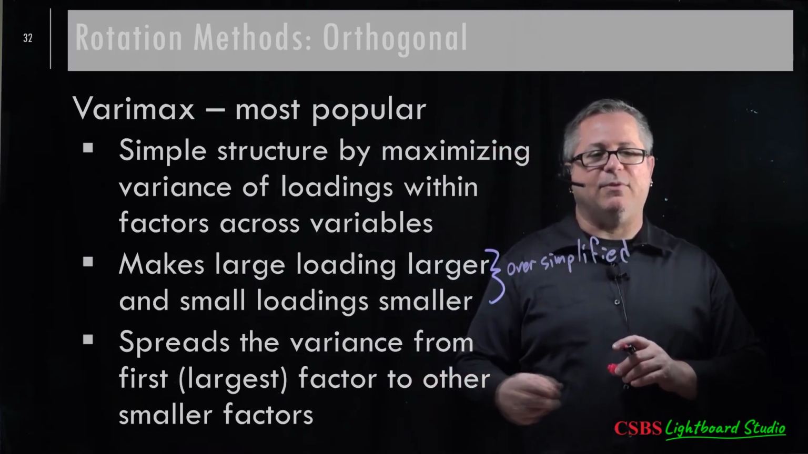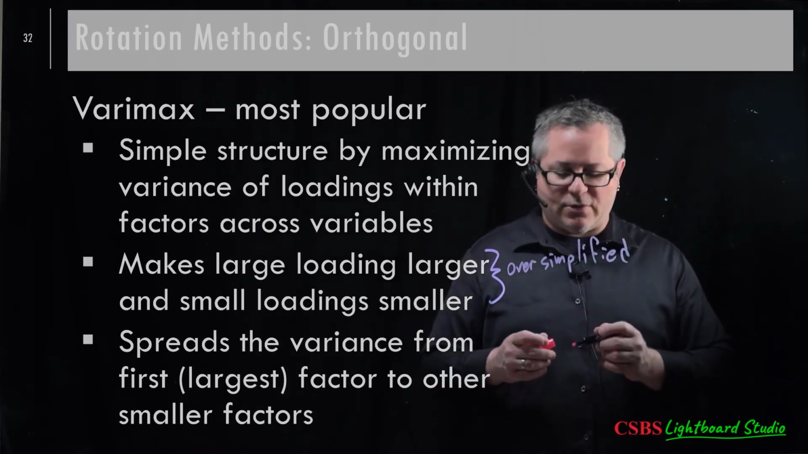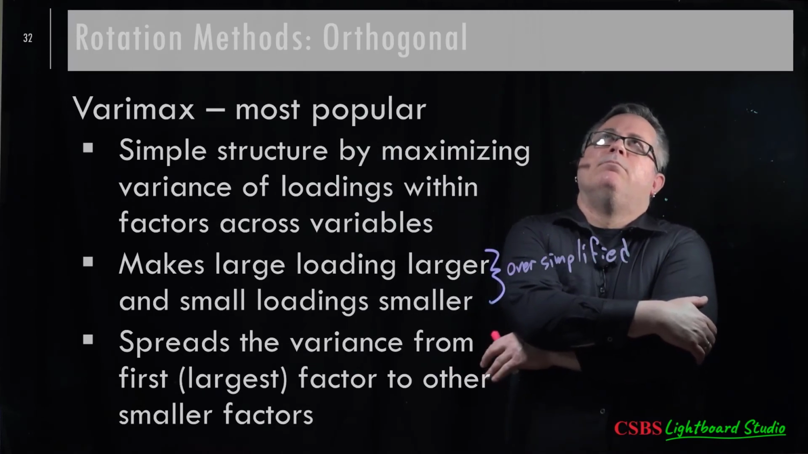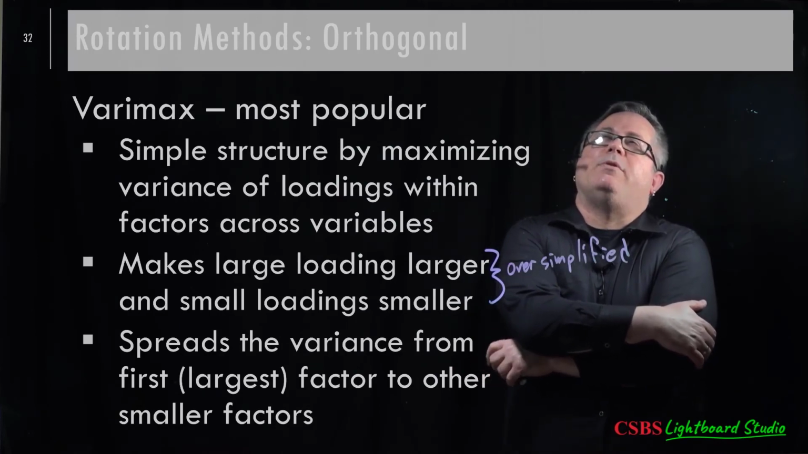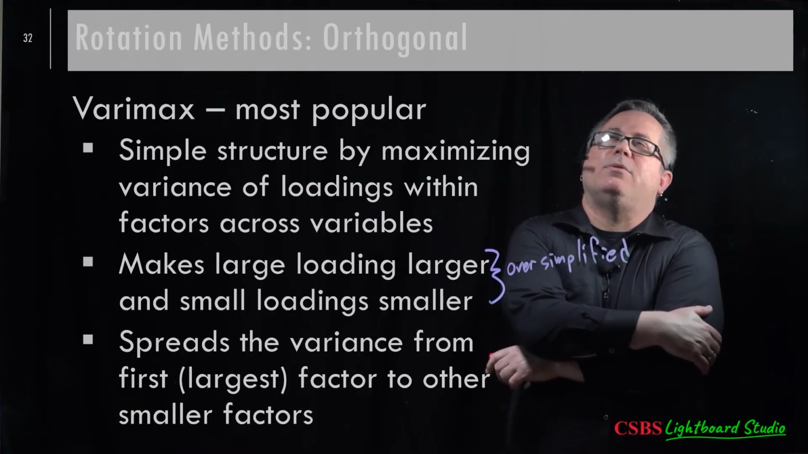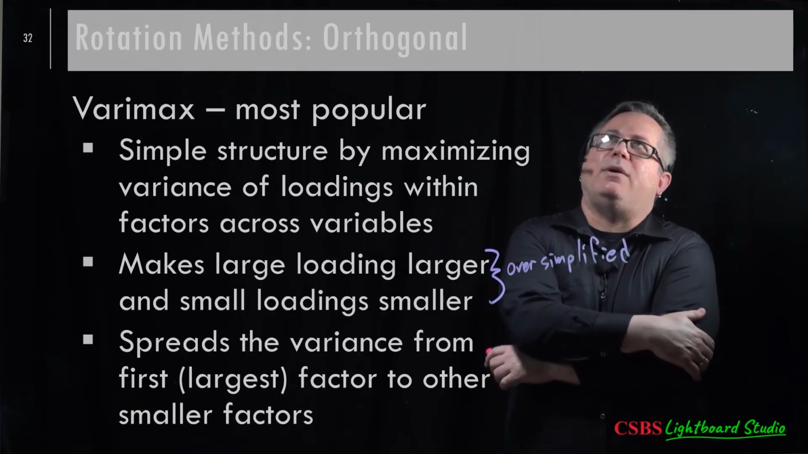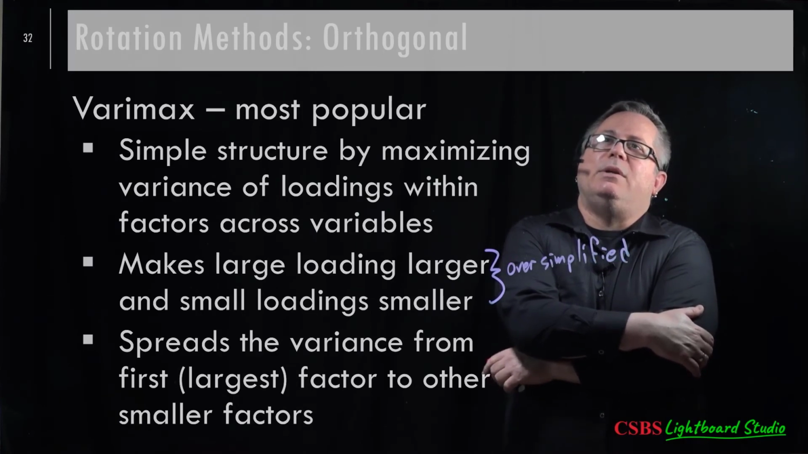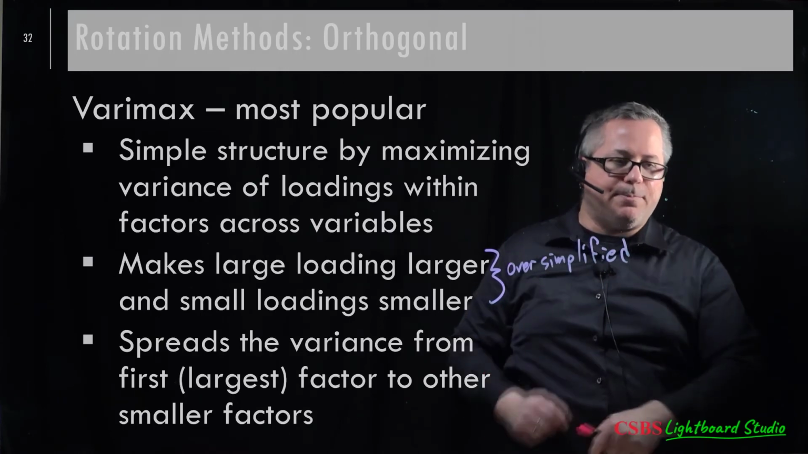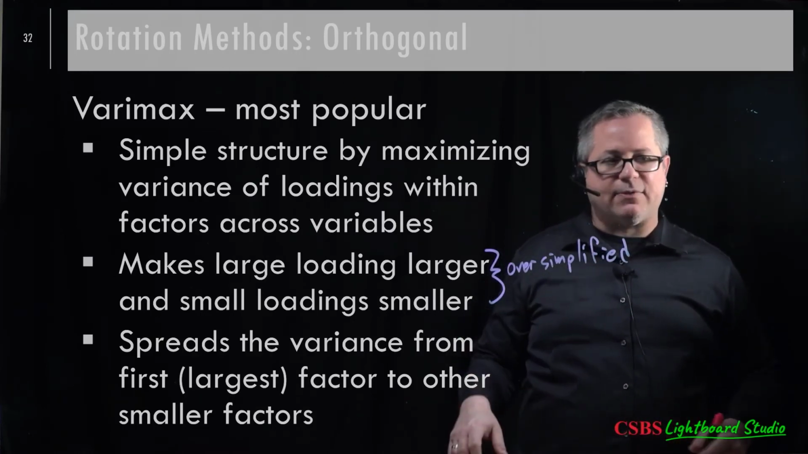It spreads the variance from the first largest factor to other smaller factors. So let me think about that for a second. It's spreading the variance from the factors with larger squared correlations, like the larger eigenvalues, to those smaller ones. And to do that, it's taking loadings. So it's not just making large loadings larger and small loadings smaller. It's more complicated than that. That's a little oversimplified. It's trying to spread the wealth across the factors.